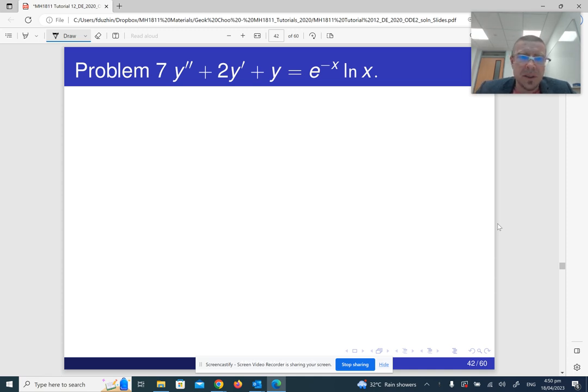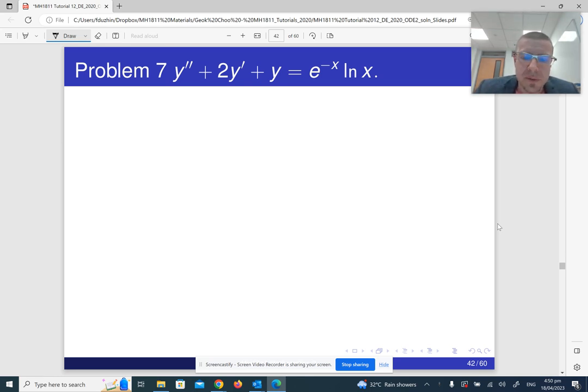Here is problem 7. All right, so here again we have a non-homogeneous second order linear differential equation, and the right hand side contains some logarithms, so we cannot do it by undetermined coefficients, so we have to use variation of parameters.